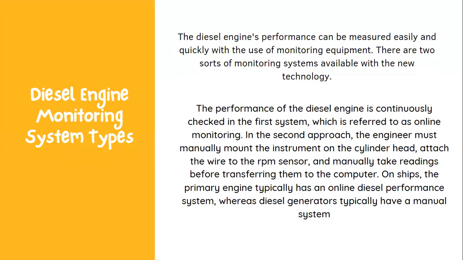Diesel engine monitoring system types. The diesel engine's performance can be measured easily and quickly with the use of monitoring equipment. There are two sorts of monitoring systems available with the new technology. The performance of the diesel engine is continuously checked in the first system, which is referred to as online monitoring. In the second approach, the engineer must manually mount the instrument on the cylinder head, attach the wire to the RPM sensor, and manually take readings before transferring them to the computer. On ships, the primary engine typically has an online diesel performance system, whereas diesel generators typically have a manual system.